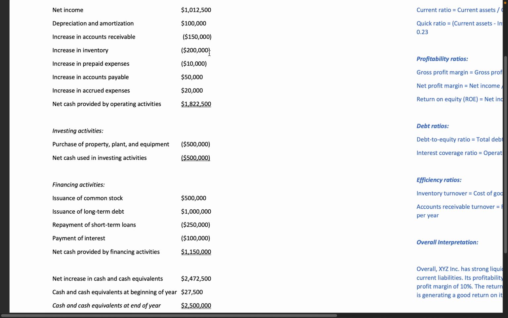So the increase in cash and cash equivalents amounted to 2,472,500 when we add all those up together. We already had cash at 27,500. That leaves us with a cash position of 2.5 million, which looks fairly solid.